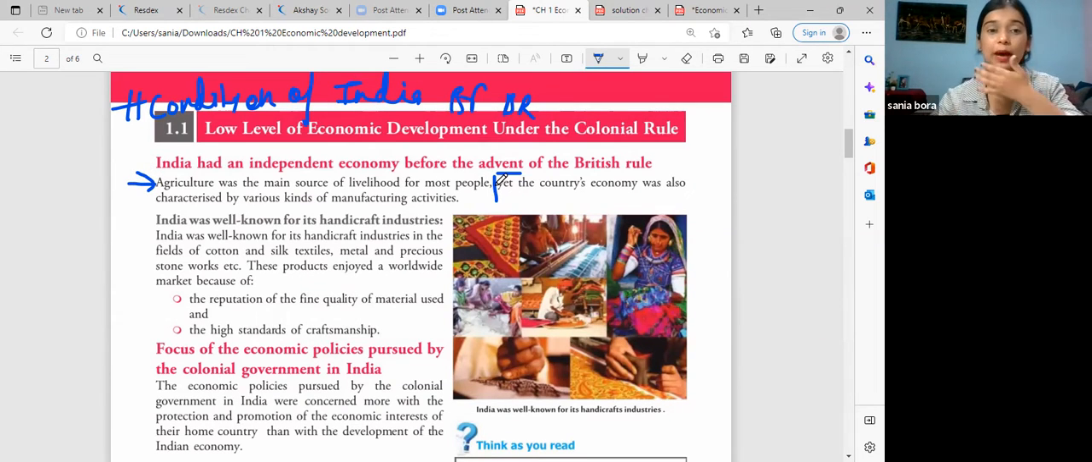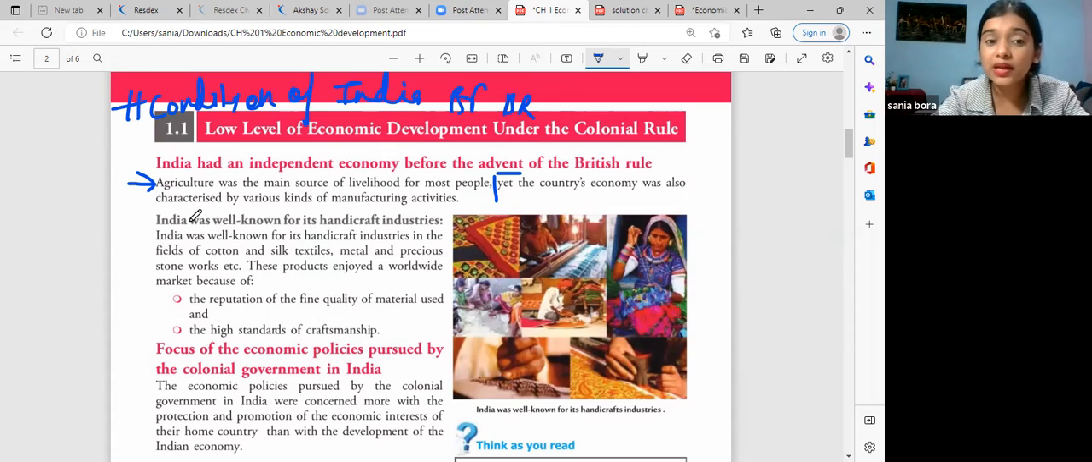So what was happening basically in India, the agriculture sector was one of the main sources, like the farmers, everyone. You can say 80 or 90% of the population was engaged in agriculture. Okay, it was an agrarian economy before the Britishers came. So this was the first point, India had an independent economy. Second point, the main source of livelihood was agriculture.